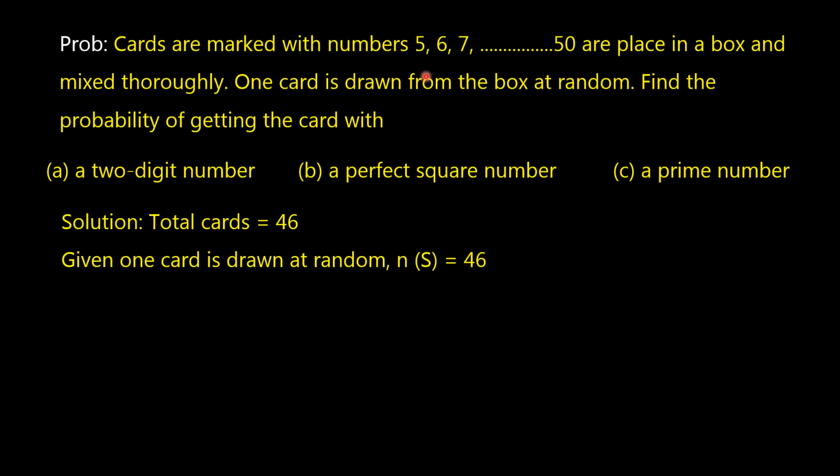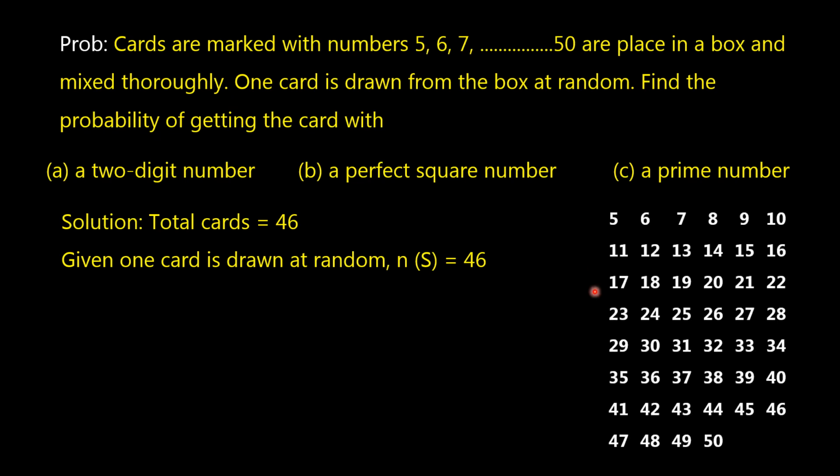Given one card is drawn at random, that is a random experiment only. Here we may get a card with a number from 5 to 50. That is our sample space. This is the sample space you will get. Let us find the probabilities of the given events.